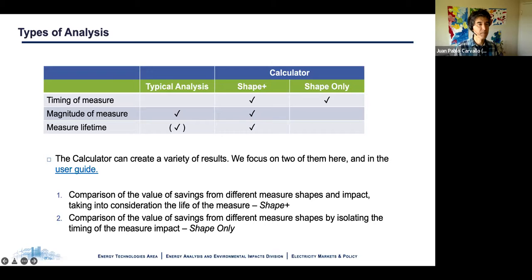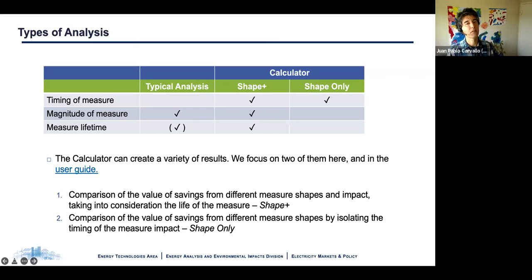And it's not all too common that the lifetime for financial calculation aspects will be included. The calculator enables two types of analysis that fill in all these gaps. The shape plus analysis includes all the timing of the measure, the magnitude, and the measure lifetime, and allows you to essentially do a comparison of different measure shapes and their impact, taking into consideration the life of the measure. So it's essentially comparing groups of measures as a program.